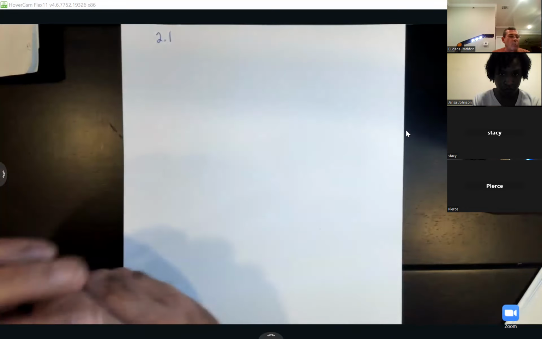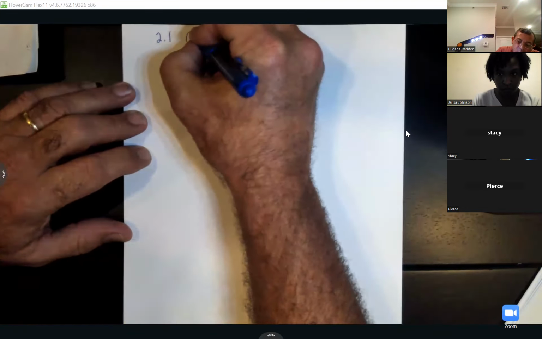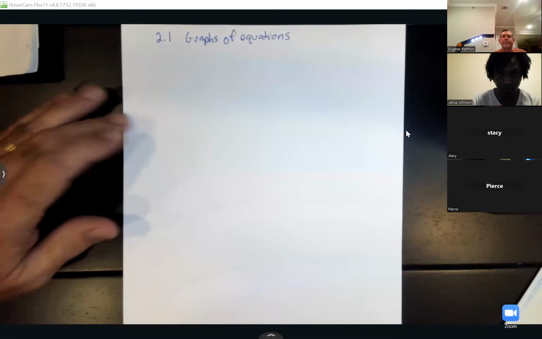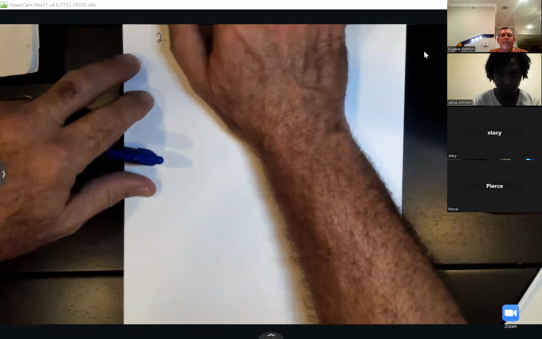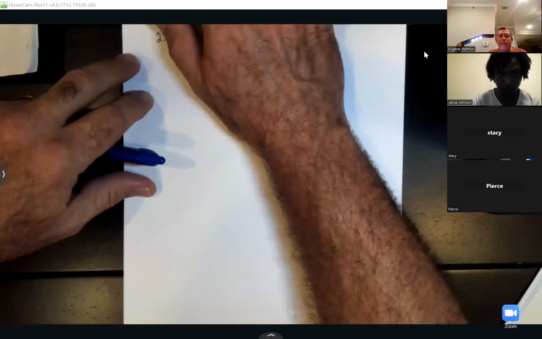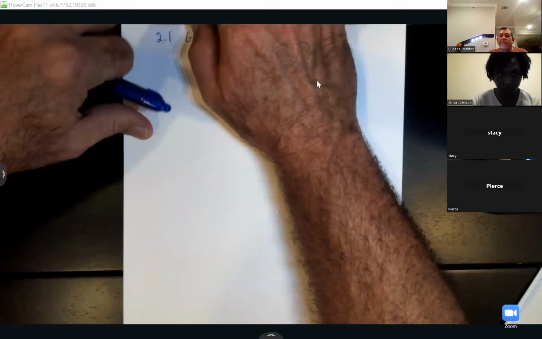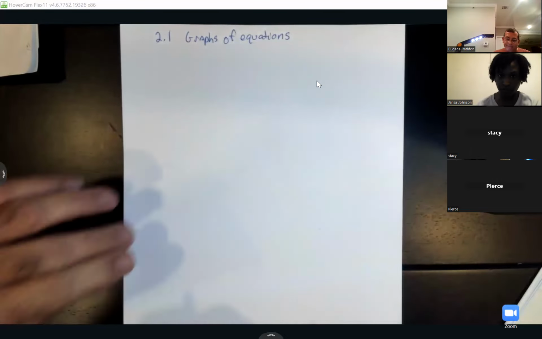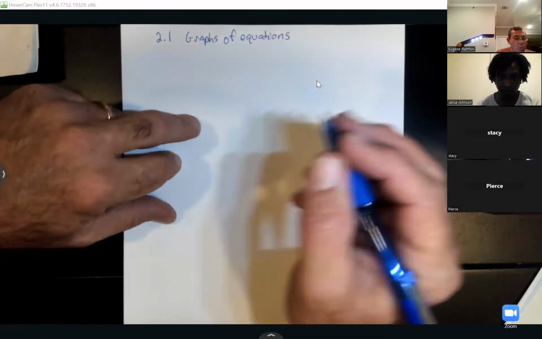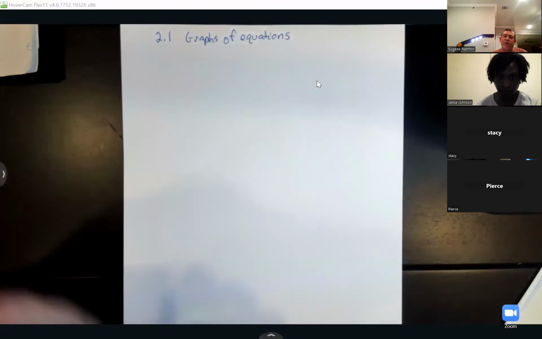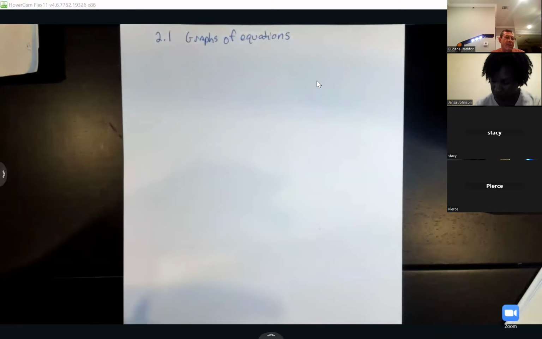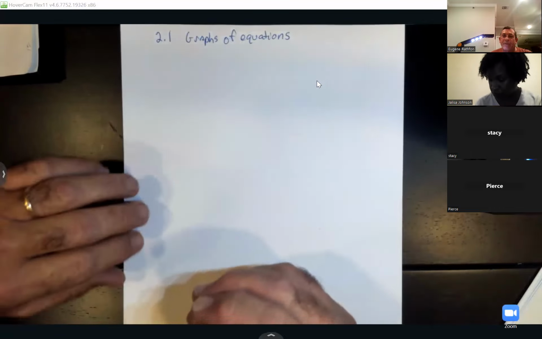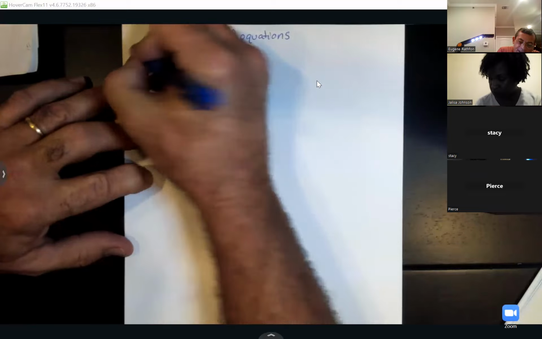All right, y'all. So, like I said, this is 2.1, and we'll be looking at graphs of equations. So 2.1 deals with graphs of equations. Some of y'all should be familiar with graphing straight lines if you had earlier math, but we're going to do curvy lines also, V-shaped graphs, and all kinds of fun stuff. So let me start off with the first type of graph.